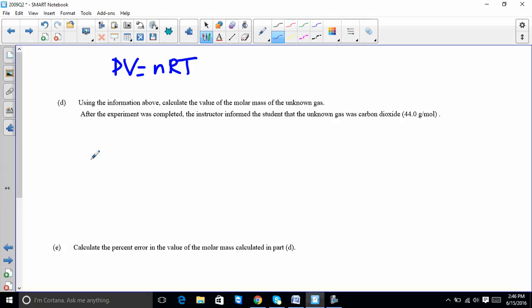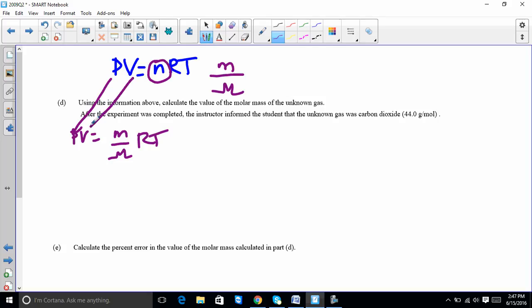The most important concept in all of chemistry is the mole. Well, how do you get moles? You take mass divided by molar mass. And so in this equation, we're going to do m over molar mass. Everything's the same: P is the same, V is the same, R is the same, T is the same. We're just substituting mass divided by molar mass.